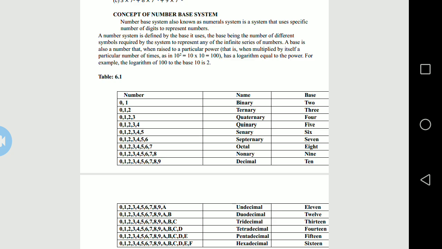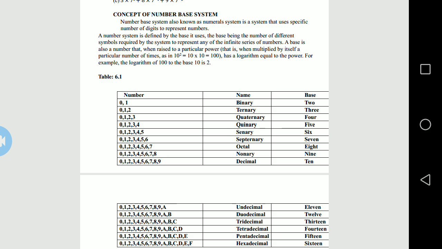Now, the number-based system, also known as the numeral system, is a system that uses a specific number of digits to represent numbers. So a number can be said to be in a particular base because of what? The number of digits that are being combined together to form that number and the base attached to it. All right, let's carry on.